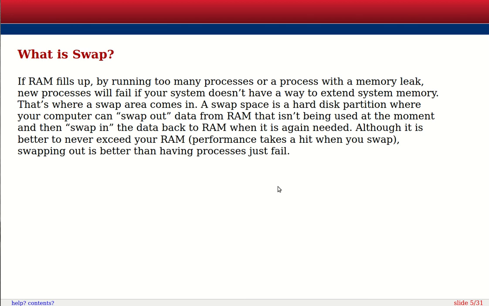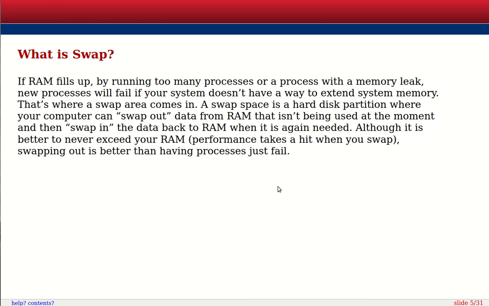So as I wrote here, a swap space is a hard disk partition where your computer can swap out data from RAM that isn't being used at the moment and then swap the data back in to RAM when it's again needed. Although it's better never to exceed your RAM, swapping out is better than just having a process fail.